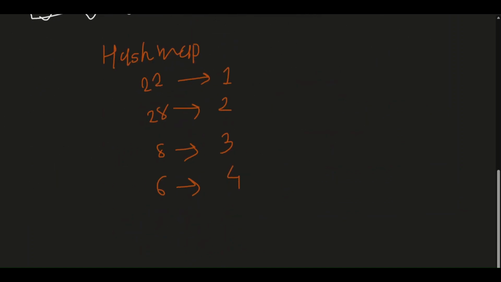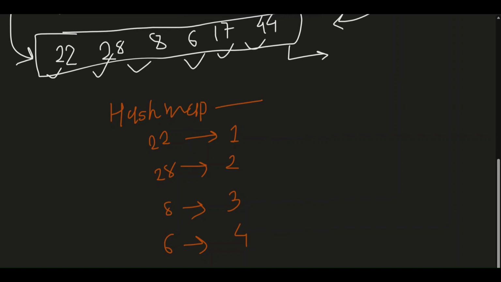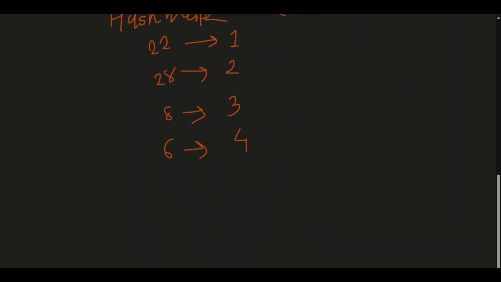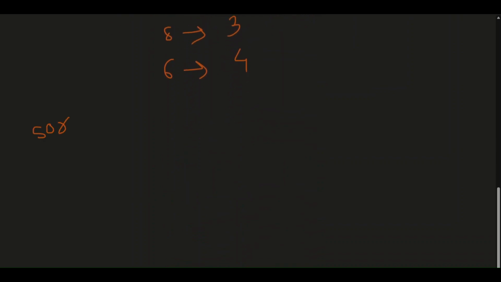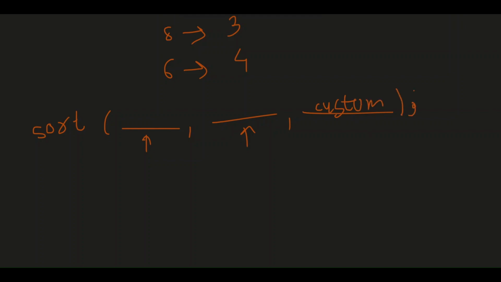Why will I use one-based indexing? Because my hash map initializes all keys to 0, so I use one-based indexing. Then I will use the C++ inbuilt sort function. It takes the initial pointer of the vector, the end pointer of the vector, and here there is a custom function because we have to sort customly.